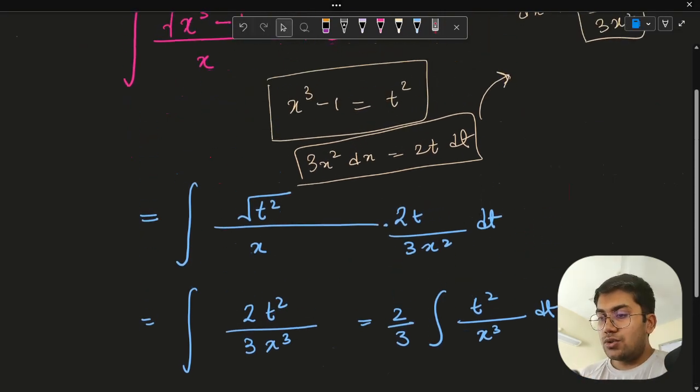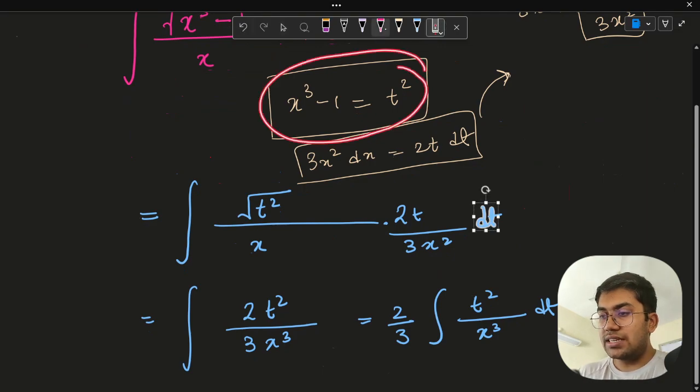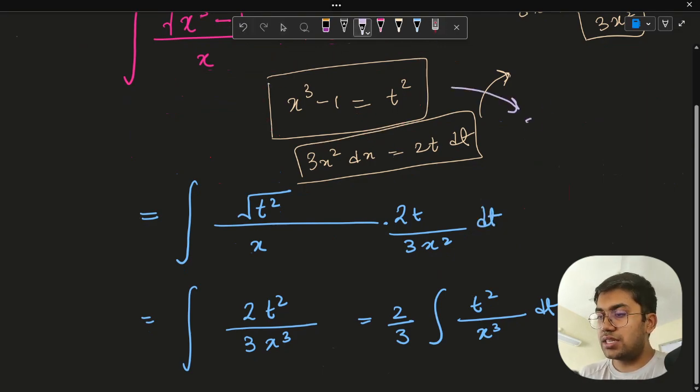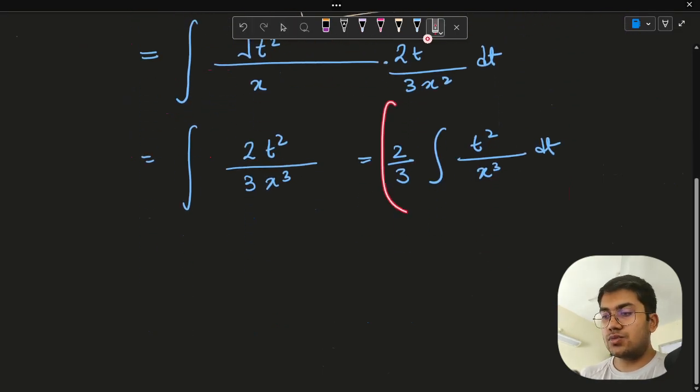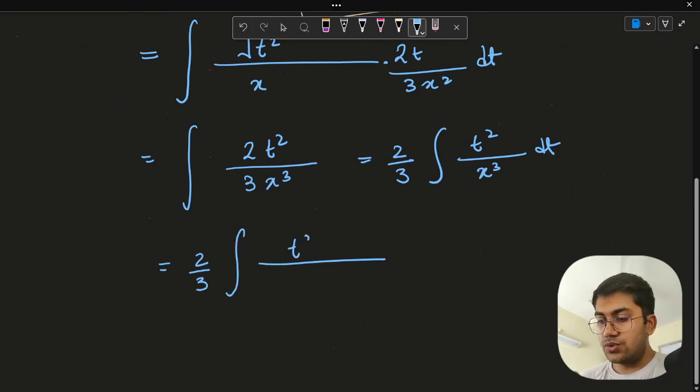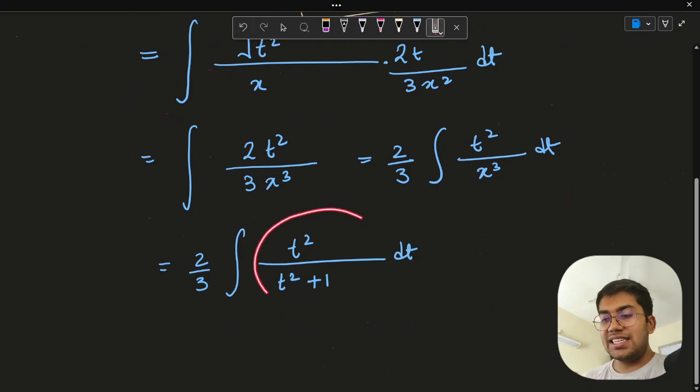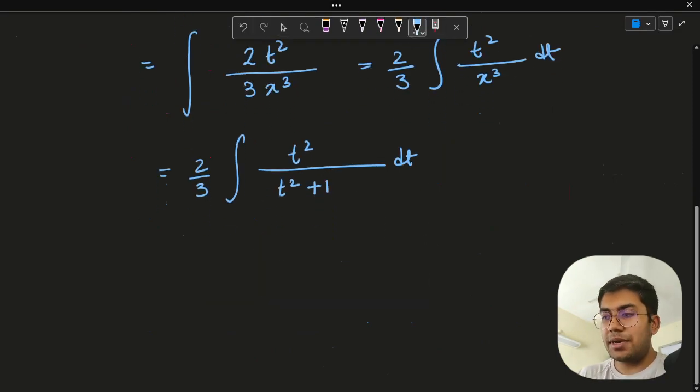Okay, so what we did, we started with this, right? From this, x cube is t squared plus 1. This is what we got, and let's do the substitution back. So we get 2 over 3 times the integral of t squared over x cube, and x cube is t squared plus 1. This is something that is common. If you have a habit, you know what would be next.